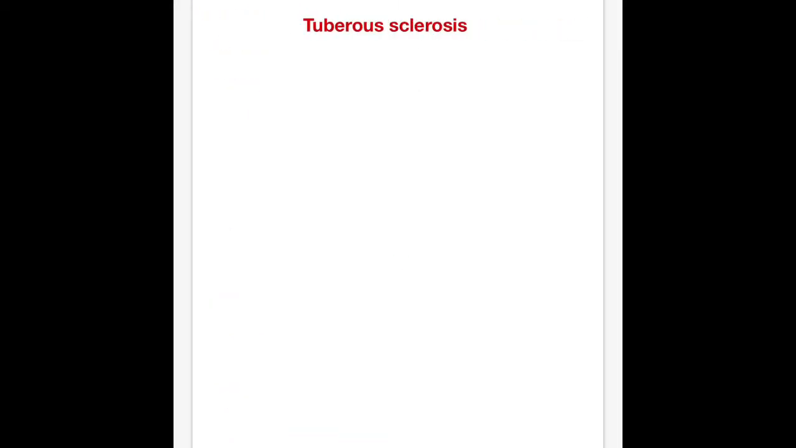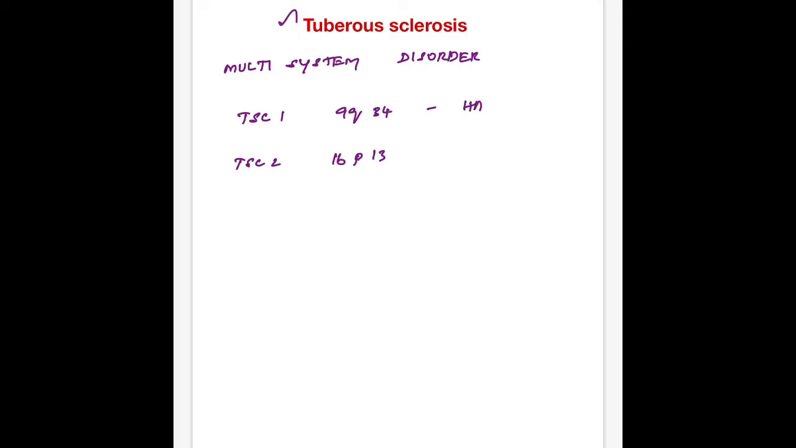Then we need to know about tuberous sclerosis. Tuberous sclerosis, first thing to remember, is a multi-system disorder, meaning a lot of systems are going to be involved. The genes are TSC1 and TSC2, at 9q34 and 16p13. TSC1 produces the protein hamartin, and TSC2 produces the protein tuberin. So any defect here is going to produce tuberous sclerosis.